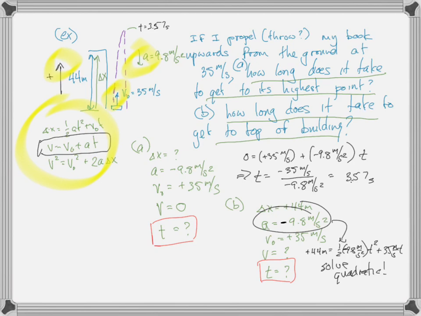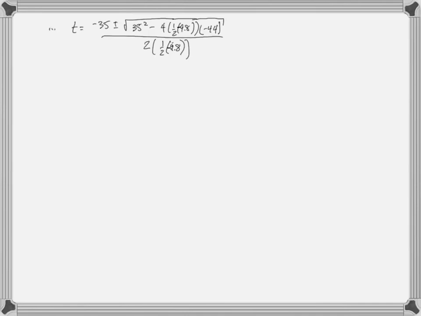In order to solve this quadratic equation, I've got to subtract 44 meters from both sides to get the whole thing equal to 0, and then plug it into the quadratic equation, and this is what I get, and that gives me two solutions. This time we get two positive times. All right, so which one is correct?